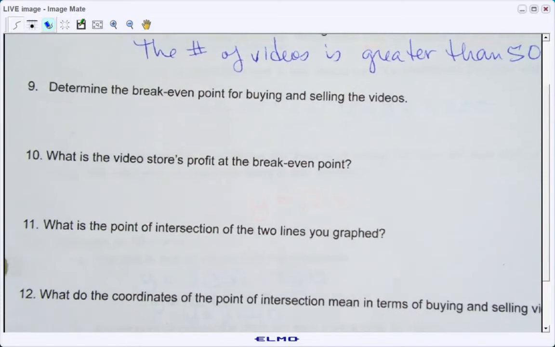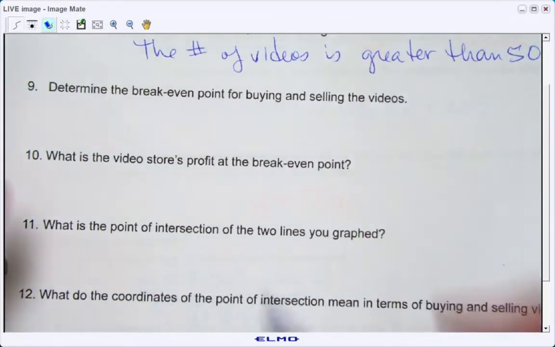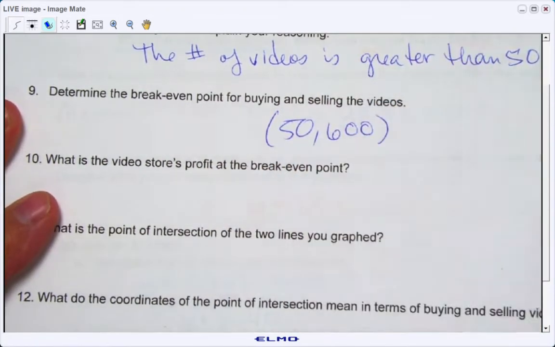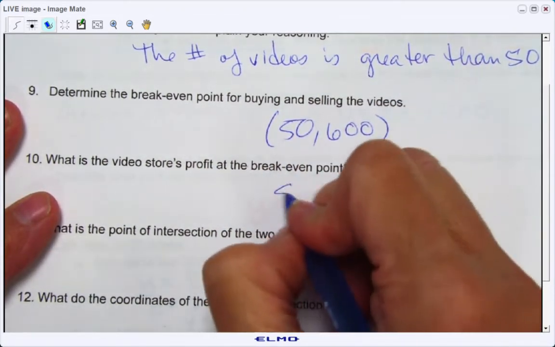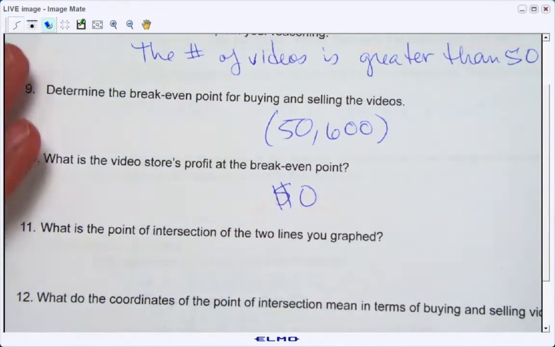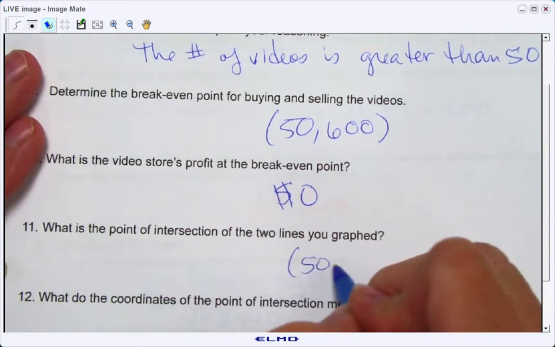When you're going to go from owing money to not owing money. That was the point 50, 600. What does the break-even point mean? It means we now have zero money that we owe, and we have zero money in our pocket. We're starting from the beginning. Here we go. Point of intersection is this point.